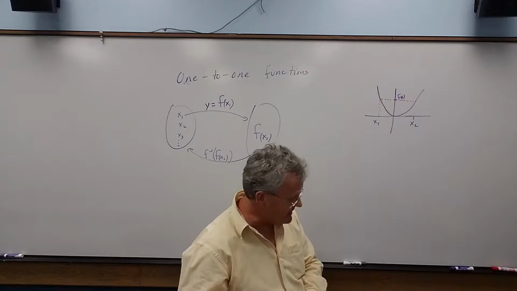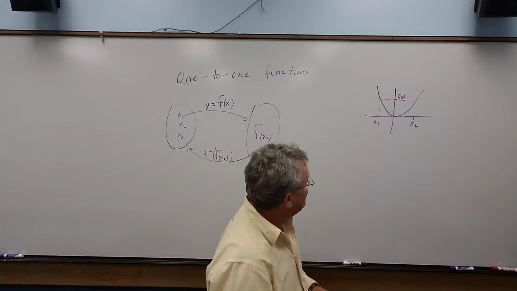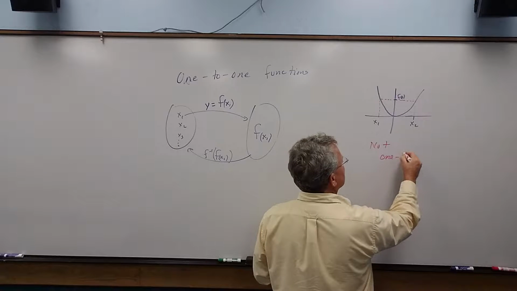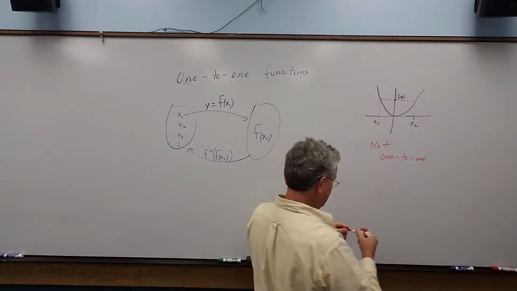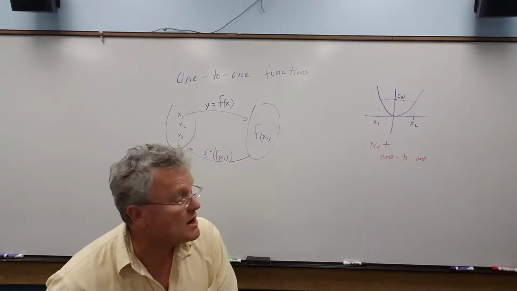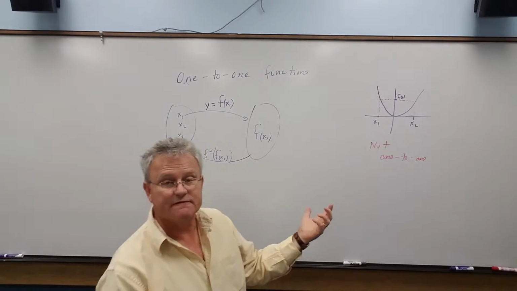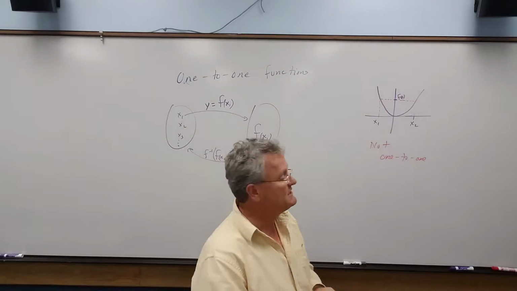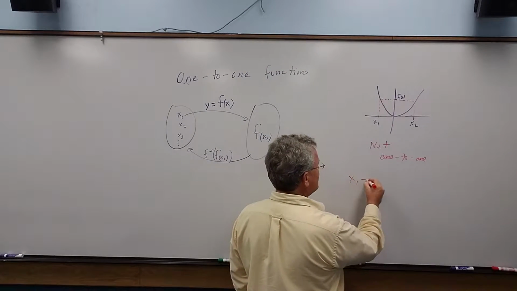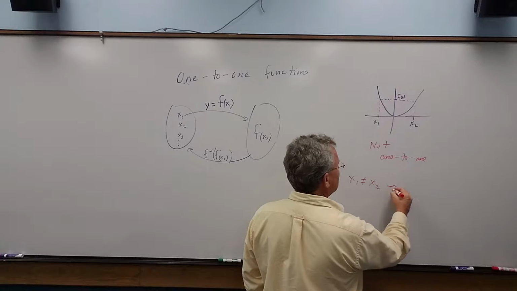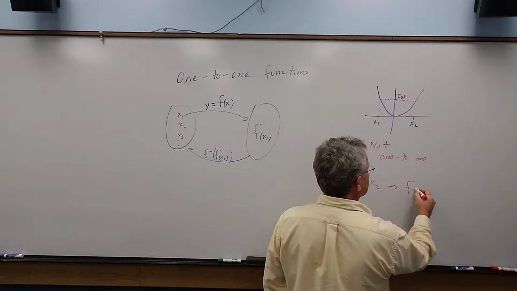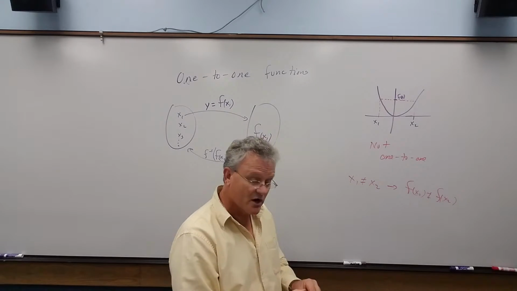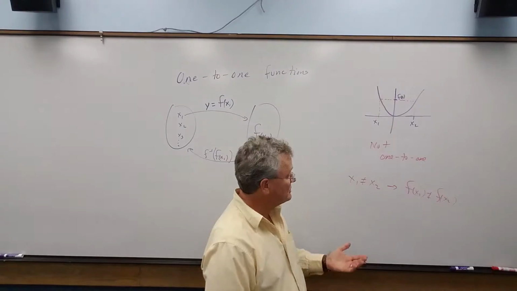Well, this is an example of a function that is not one-to-one. And the reason why is, one-to-one says if you're given any two different x values, their y values must also be different. So given x1 not equal to x2, then f of x1 can't be equal to f of x2. So in other words, they need different y values.